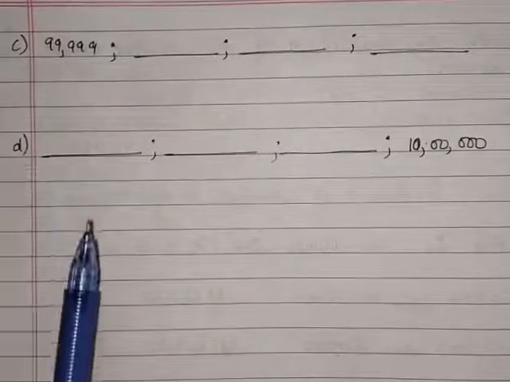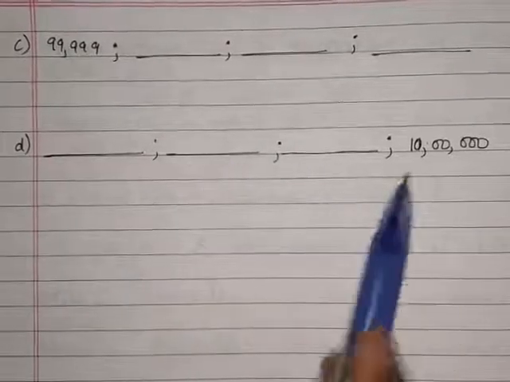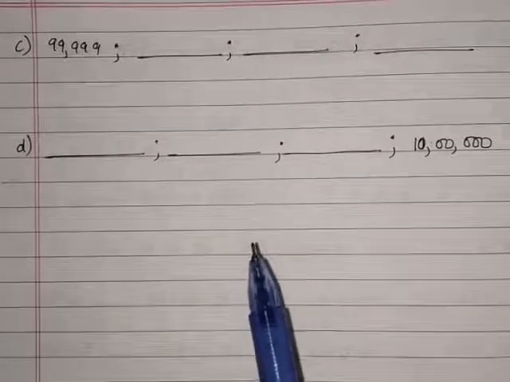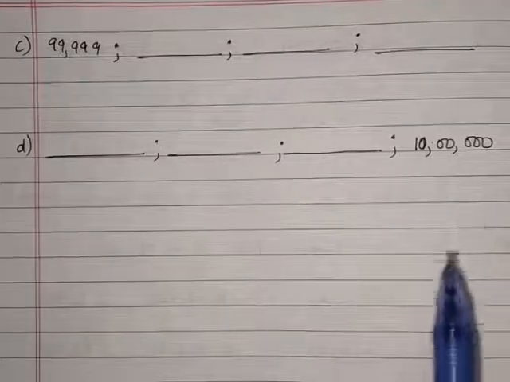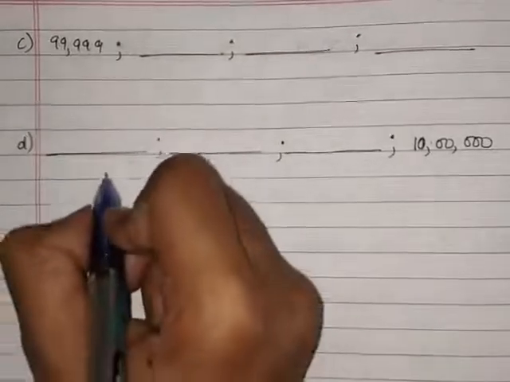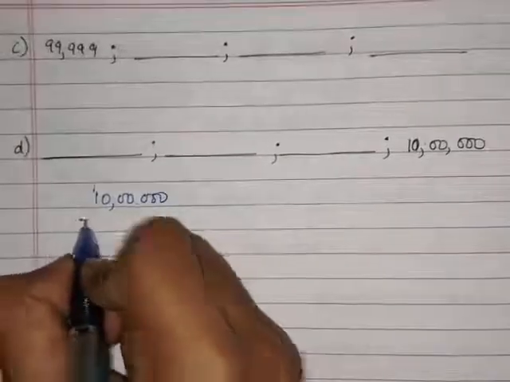Now what is your D question? See, in the D question, firstly the blanks are given, then a number is given. It means you have to find the before numbers. Before numbers means you have to find the predecessor of the given number. So what is the number given? 10 lakh. How will we find it? By subtracting 1 from the 10 lakh. We will subtract 10 lakh minus 1.